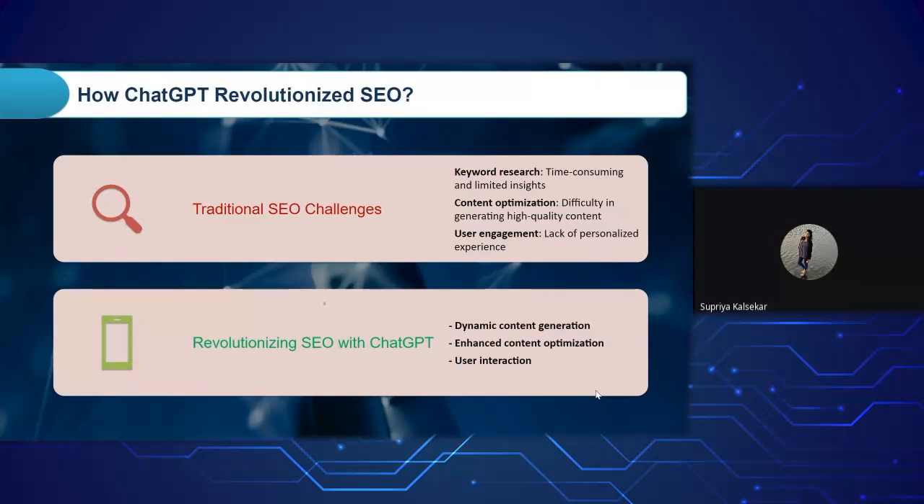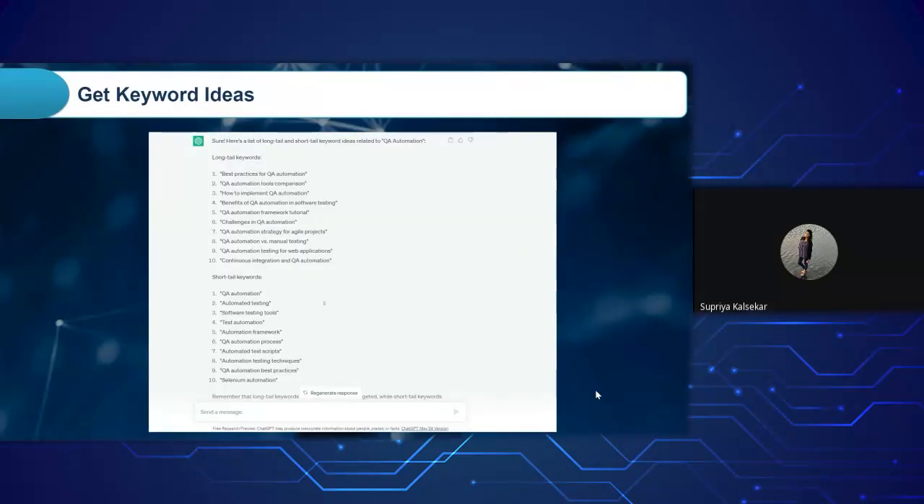So next is how ChatGPT helps us with SEO. Previously, for keyword generation and content optimization, we needed help from a content writer, and for user engagement, we have taken help from ChatGPT. So these are some examples. For keyword generation, we just have to paste our query, and ChatGPT will provide long tail and short tail keywords. We just have to pick the keywords relevant to our services.